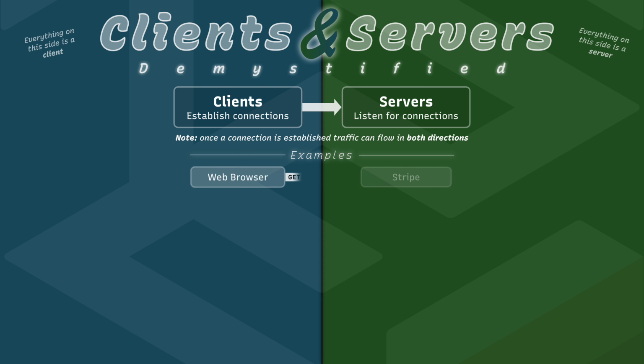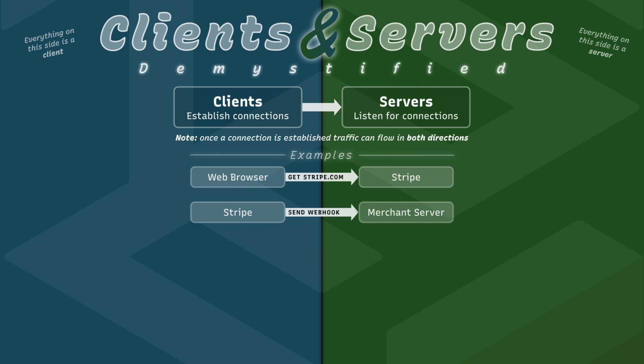First, we have a web browser requesting the Stripe.com homepage. In this example, the web browser is the client establishing the connection, and Stripe plays the role of the server, listening for connections. In our second example, we see Stripe acting as the client when establishing a connection to a merchant server in order to deliver an event to a webhook endpoint. It's important to note that Stripe can be both a server and a client depending on the scenario.